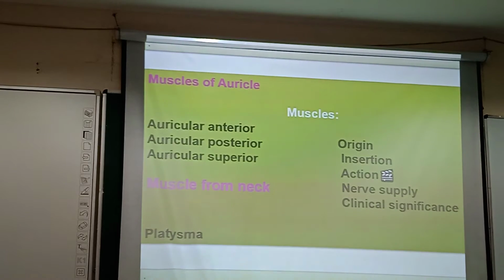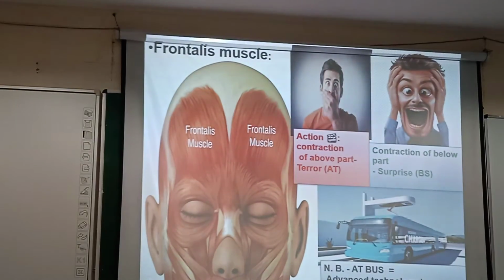Muscles of the auricle: auricularis anterior, auricularis posterior and auricularis superior. And the muscle from the neck is the platysma. We will discuss origin, insertion, action, nerve supply and its clinical significance. First, coming to the frontalis muscle.